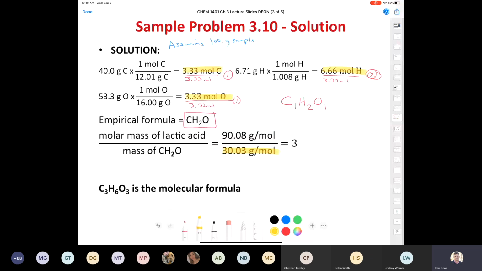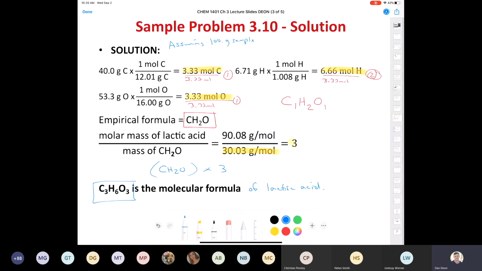So if I take my molar mass and divide it by the mass of my empirical formula, which is 30.03, I get 3. So then what do I have to do? I have to take my CH2O and multiply that whole thing by 3, and I end up with C3H6O3. And that is the molecular formula of lactic acid. All right, there we go. Give me a thumbs up if you follow me on that one. We've learned how to determine an empirical formula, and now we're just looking at molecular formula.